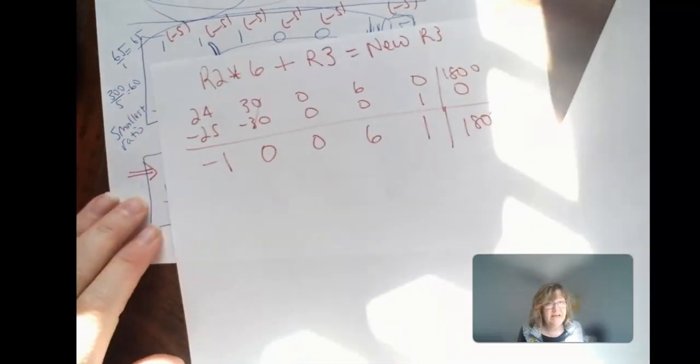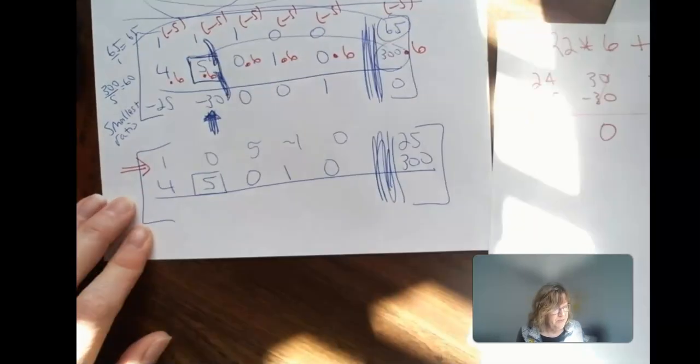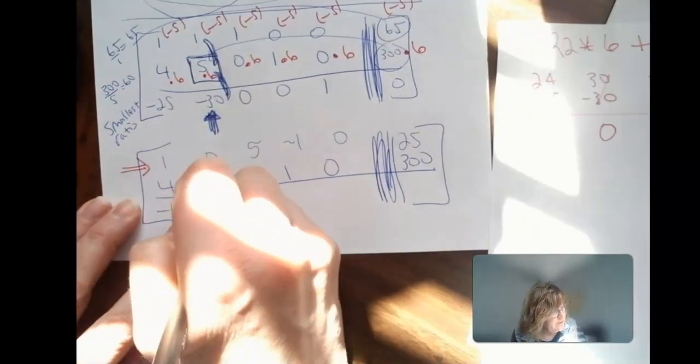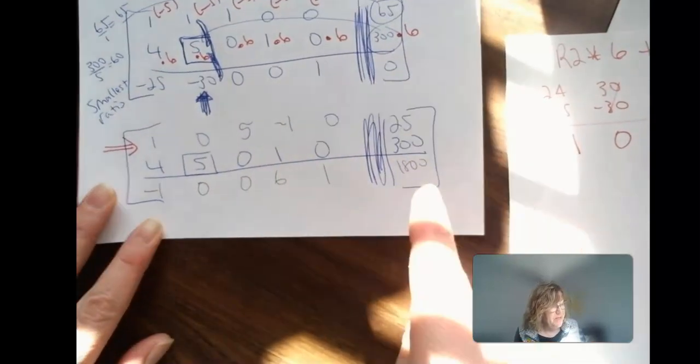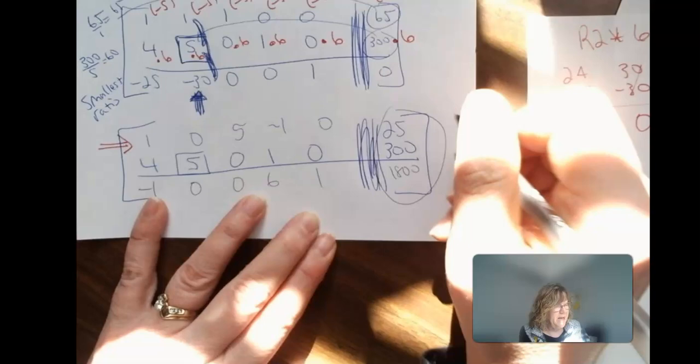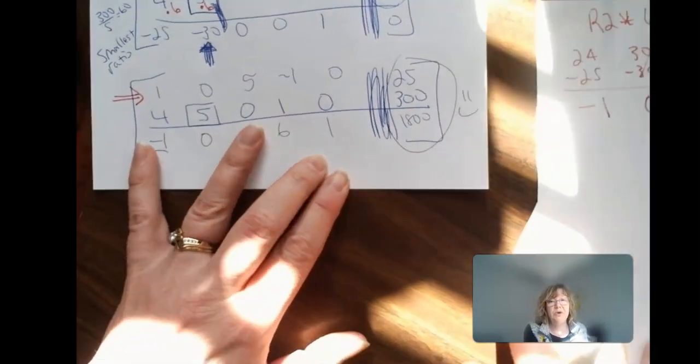Okay, so I'm going to take that answer. That's my new objective row. So -1, 0, 0, 6, 1, 1800. Okay, and again, all of my totals are positive. That's good, right? Either 0 or positive.